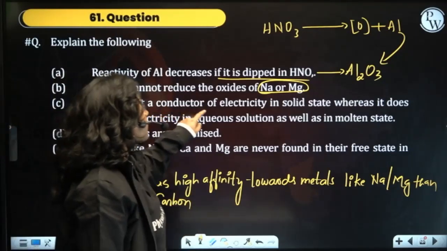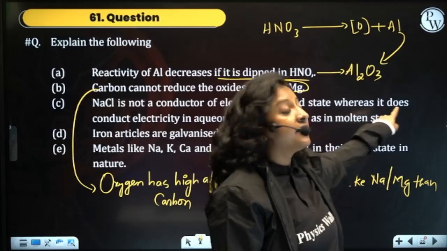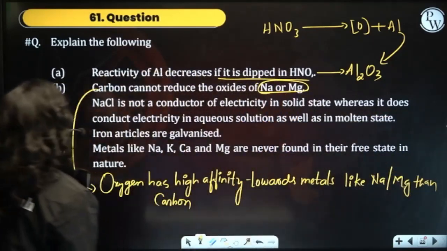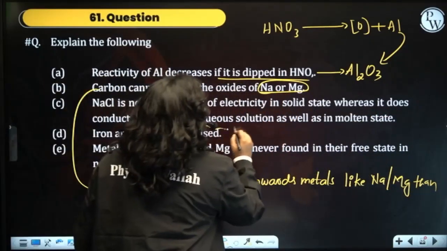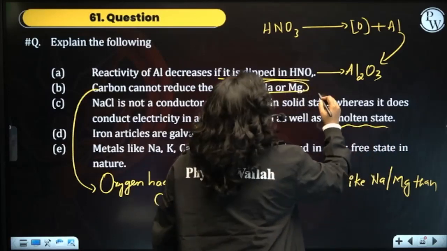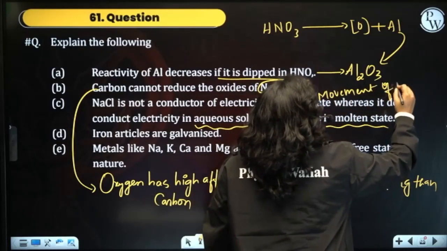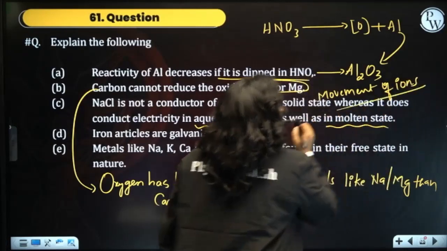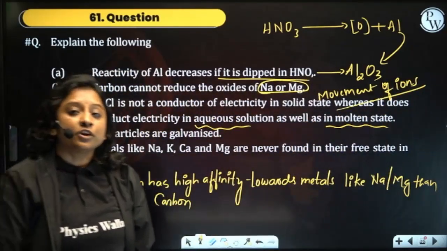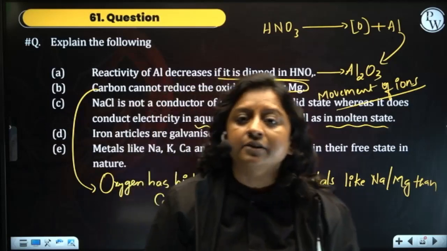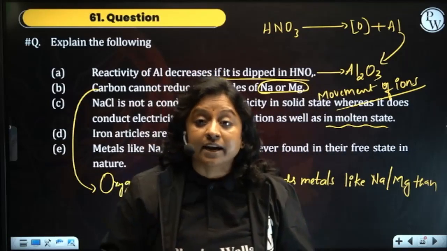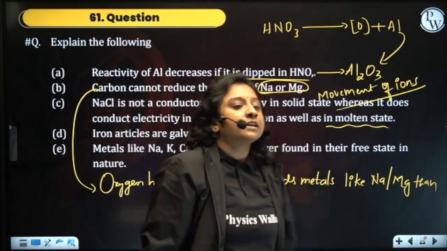NaCl is not a conductor of electricity in solid, whereas it does in aqueous as well as in molten state due to movement of ions. In solid state, ions are not moving, ions are rigid, hence it will not conduct electricity, but in aqueous or liquid state, it will move. That's why it conducts electricity.